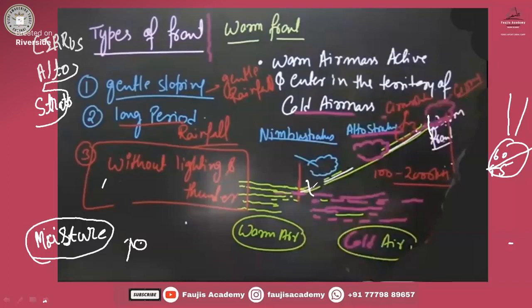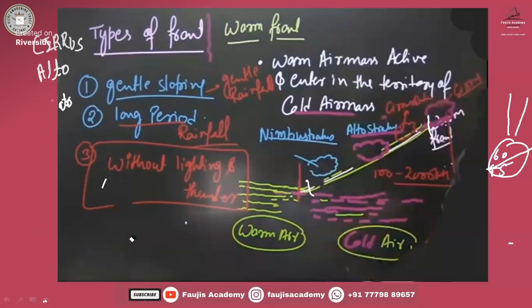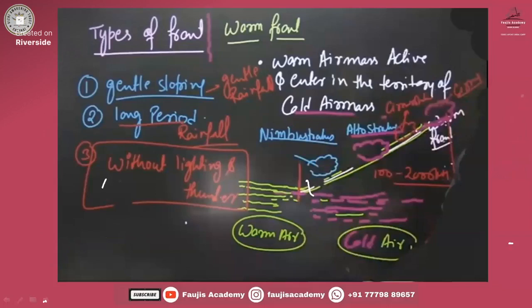So in that case, this front will happen over 100 to 2000 kilometers. In the warm front we have no lightning and thunderstorm, because we don't have the formation of cumulonimbus clouds here. So here we have the gentle sloping and also gentle rainfall. Then we have long period rainfall, and that front formation also will be for a long period, without lightning and thunder, which means there is no formation of cumulonimbus cloud.